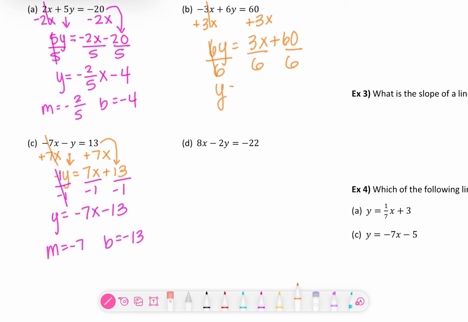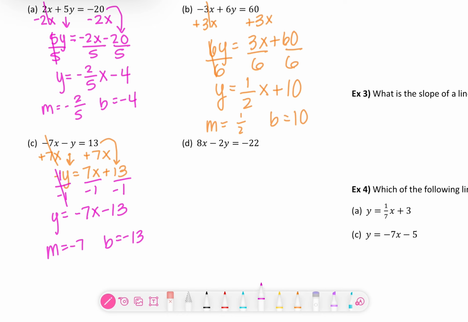We are then going to get y equals 3 over 6, which will not divide to a whole number and in fact can simplify, right? If I divide out the 3 that they have in common, then I'll have 1 over 2x plus 60 divided by 6, which is 10. My slope m is now 1/2, and my y-intercept is positive 10.